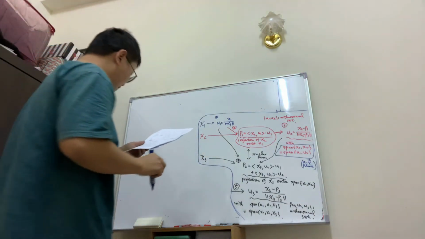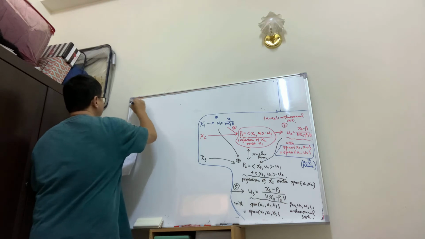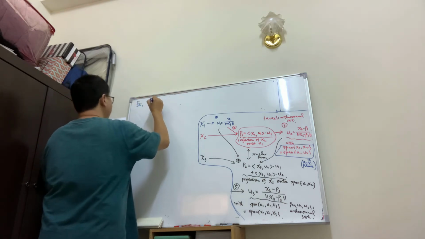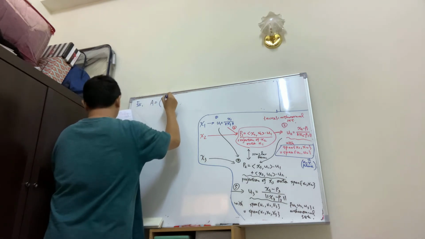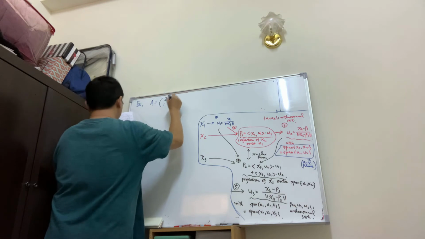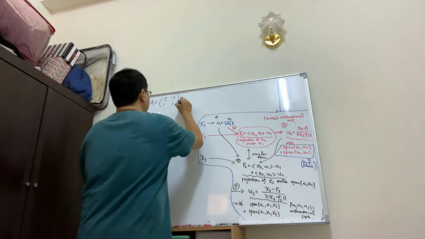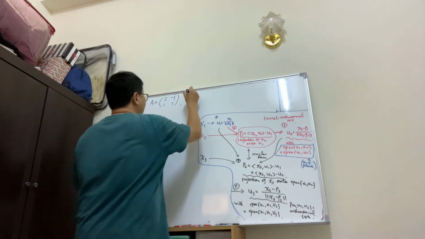Okay, so now let's see two examples. First example, we have the matrix A, a 2 by 2 matrix, 2, 1, negative 3, 1. Our question is that we have two questions.